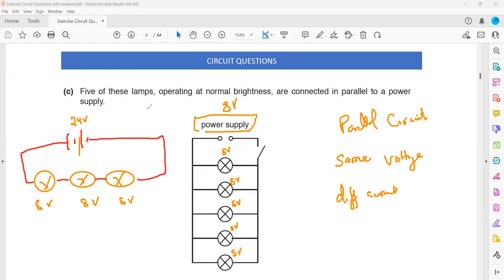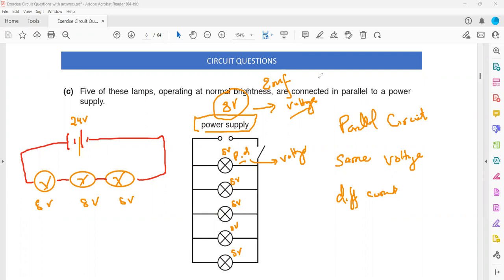EMF means electromotive force, or the voltage of the battery. When chemical energy changes to electrical energy, that's called EMF. So the voltage of the supply is also known as electromotive force. And the energy transferred in the component is known as the potential difference. Both are voltages. If it is from the supply, we call it EMF. If it is across the component, we call it potential difference.